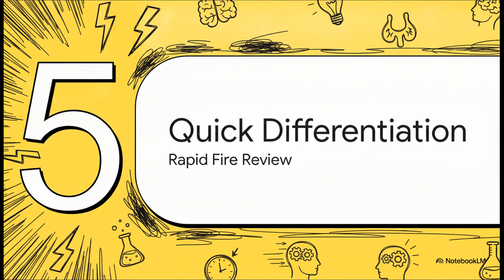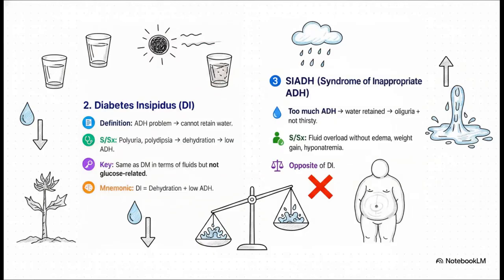Section 5. Quick Differentiation Guide. Let's bring it all back to our water balance comparison for a second. Remember, diabetes insipidus is purely dehydration and low ADH. SIADH is the exact opposite: dangerous fluid overload, super low urine output, and way too much ADH.